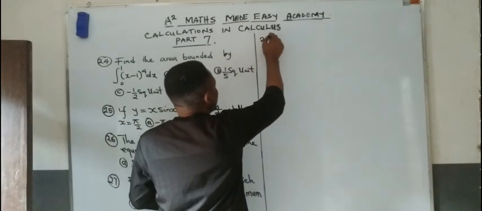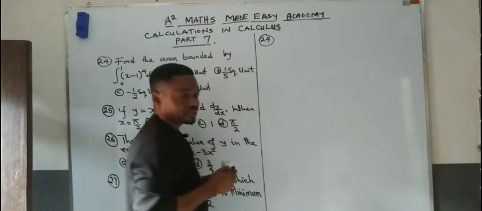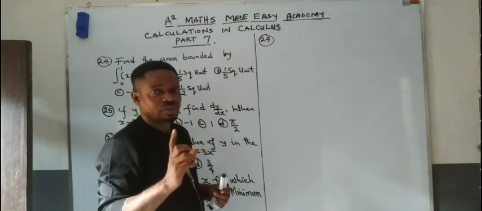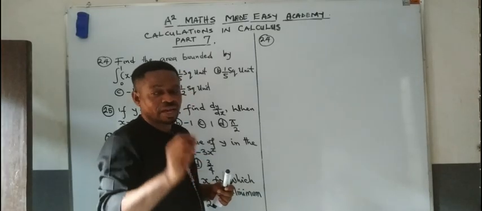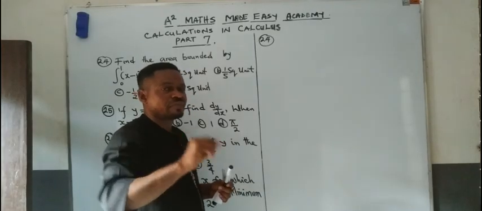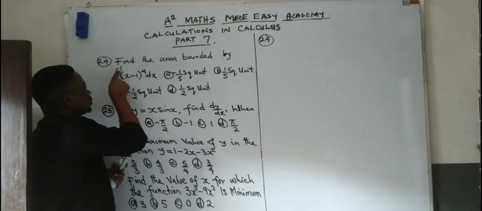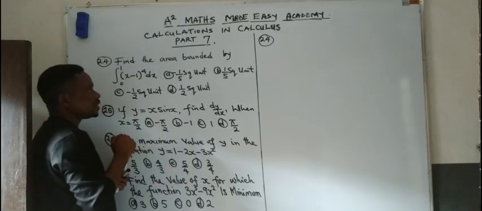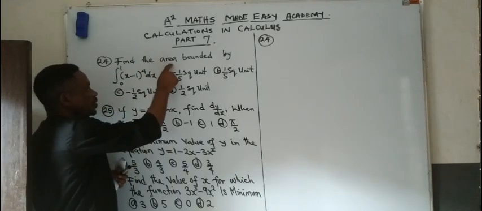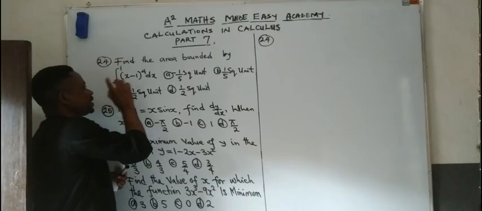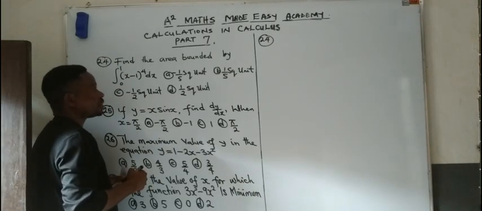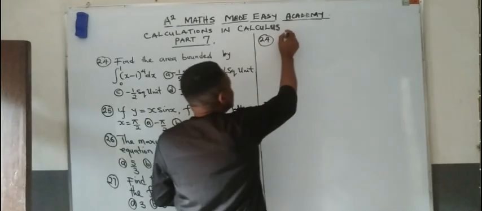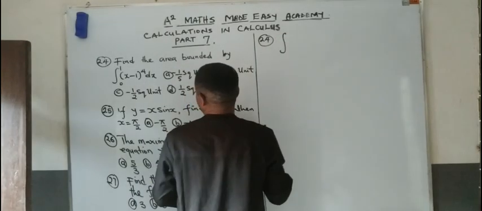Anytime you hear the word area, it talks about definite integration. What does it imply? Integration is divided into two, definite and indefinite. The definite integral is the one that is bounded, with an upper limit and a lower limit. Anytime you are looking for the area and they did not specify the integral symbol, note that you are dealing with definite integration. Now let us use the shortcut to solve this question first.